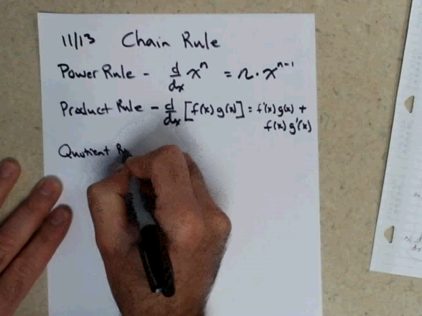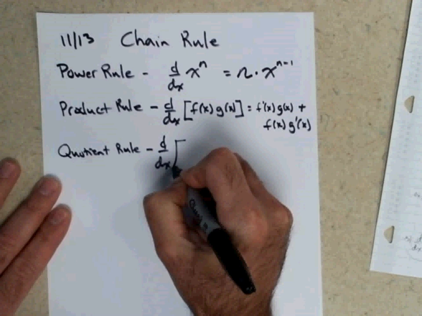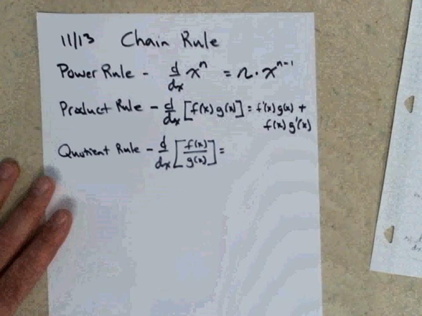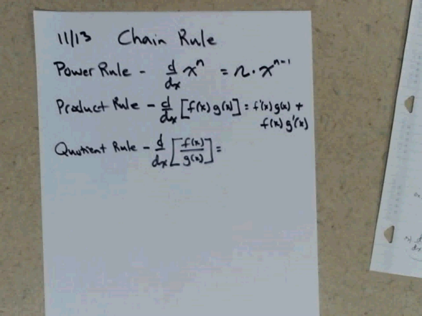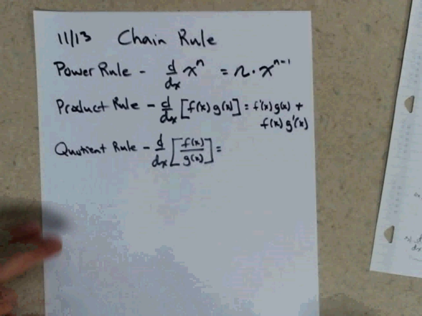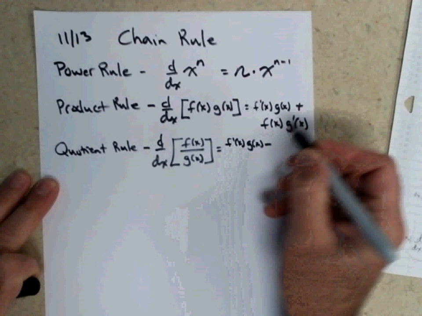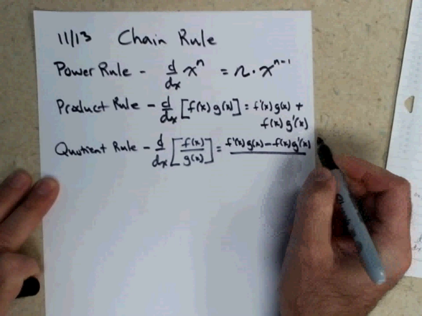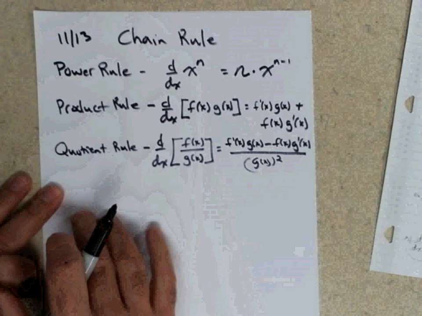And this is the derivative with respect to x. If you have two things being divided, f of x divided by g of x, go ahead and write down its rule. It starts exactly like the product rule, so it's going to be f prime of x times g of x, but then you change it to minus f of x times g prime of x. This whole thing is divided by the g of x term squared. Okay, so those are our three, and we're going to add to it today our chain rule.